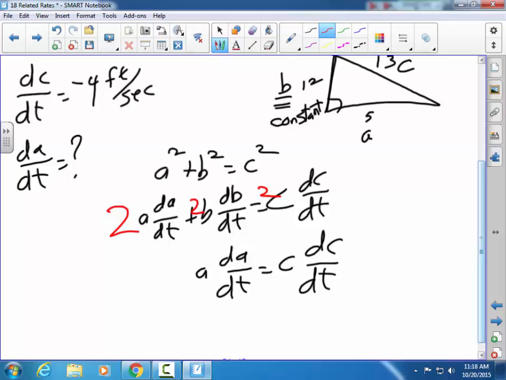Right. Yes, you're right that there should be a 2 in front of each one. But I just knew that they were going to cancel out, so I just threw them away. My apologies for causing confusion there.